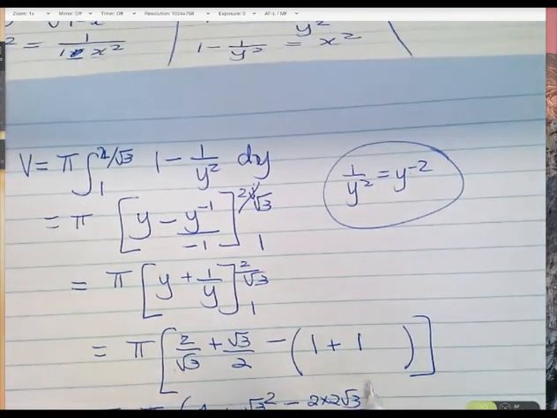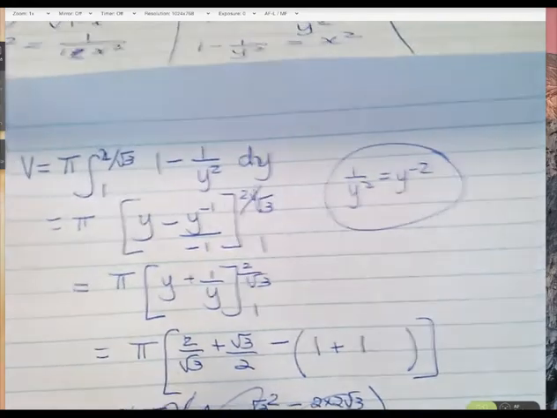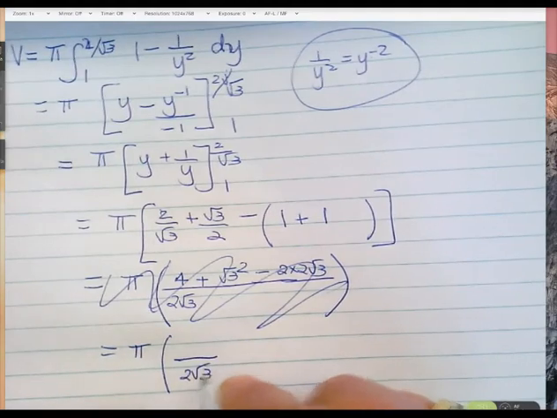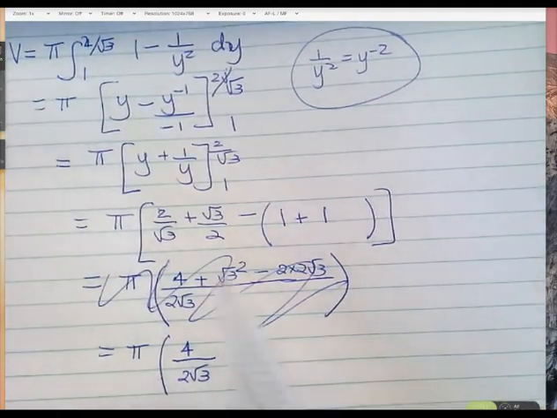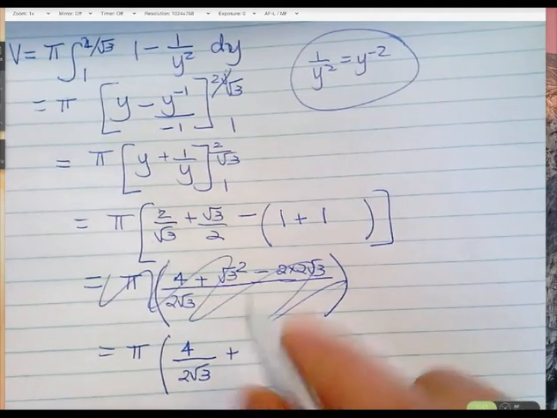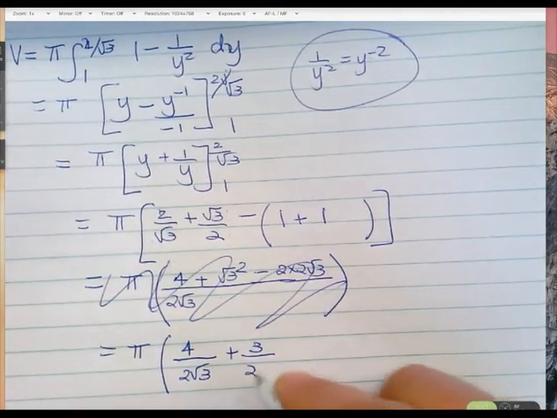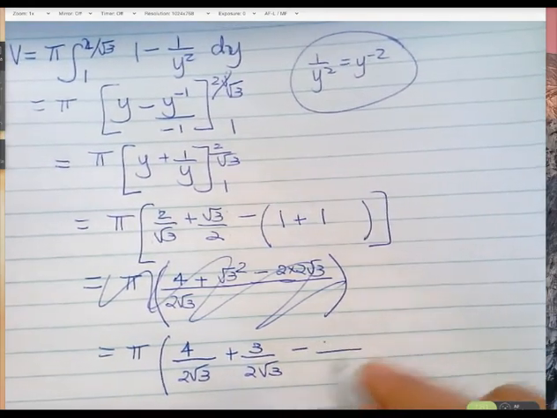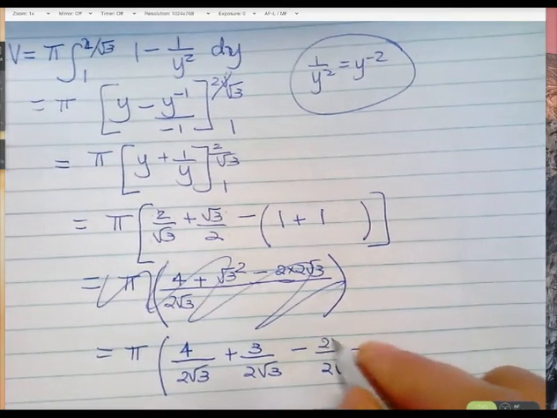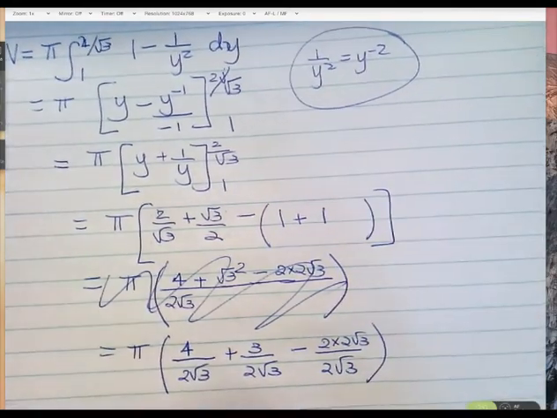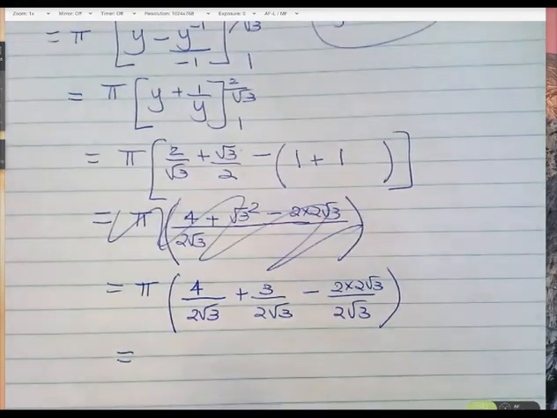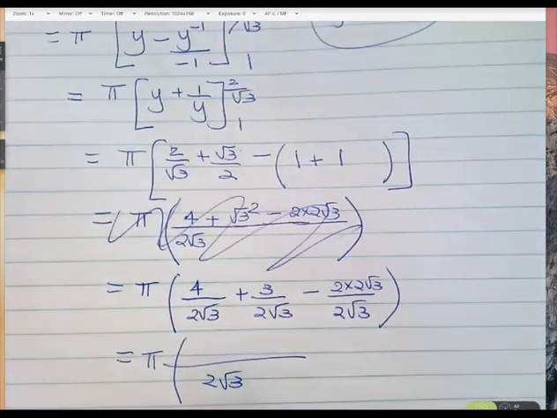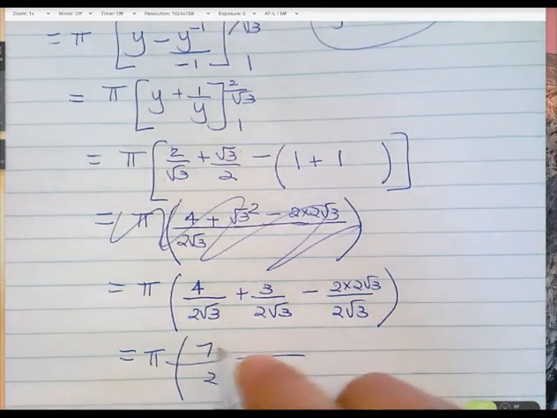I'm going common denominator of 2 root 3. Let me do it again. All right. I'm going pi. I want a denominator of 2 root 3. So the first one becomes 4, times 2 times 2. The second one gets multiplied by root 3, which is 3. And the last one gets multiplied by 2 root 3. So it's 2 times 2 root 3. Can you see that? So what do we got? Pi. What do you got? 7 minus 4 root 3.